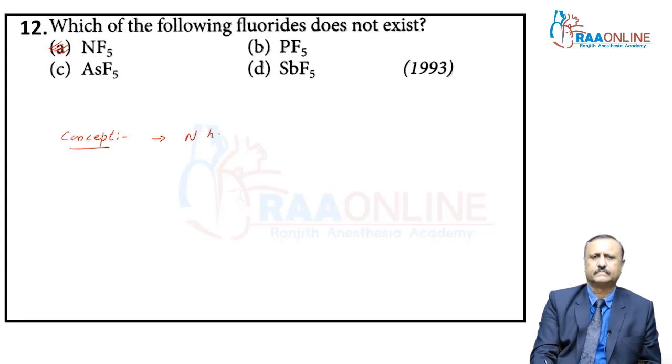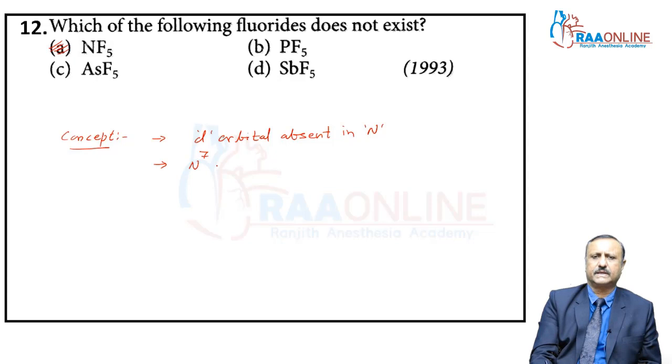Nitrogen: the d orbital is absent in nitrogen. My dear students, here the d orbital is absent in nitrogen, and here you can see NF5, AsF5, PF5, SbF5 are present. It means that when NF5 is present, a d orbital must be there, and the d orbital is absent in nitrogen.